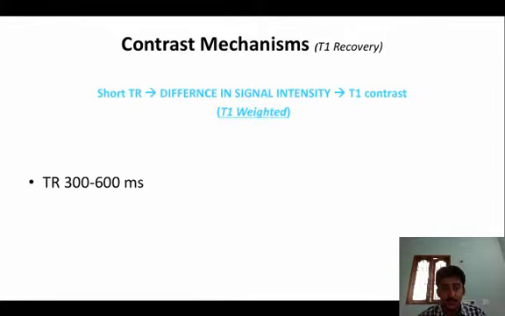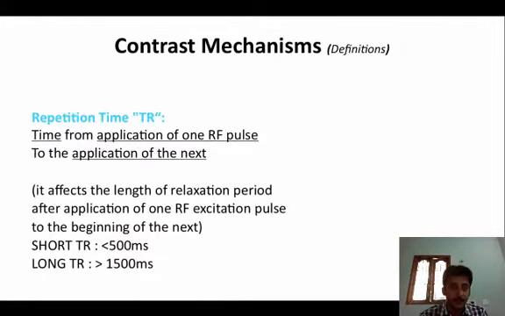So what are the differences in weighted images of T1 as well as T2? Let us consider the T1 weighted image, which is the spin lattice relaxation image. Here we usually have a short repetition time, which is 300 to 600 milliseconds. So what is repetition time? Repetition time is the time from application of one RF pulse to the application of the next. This is a simple definition for repetition time.